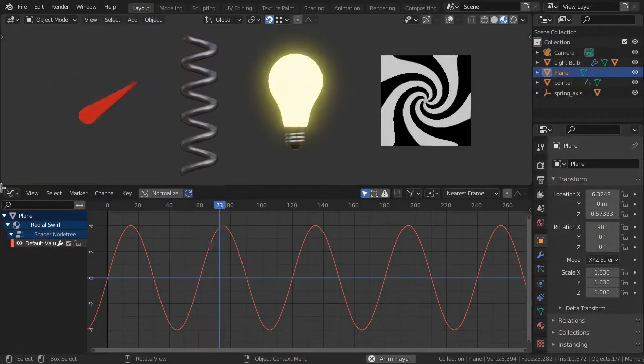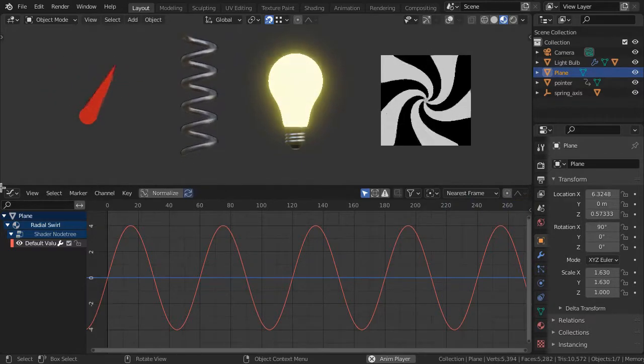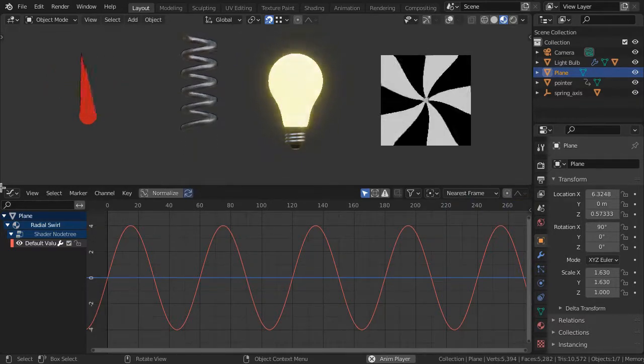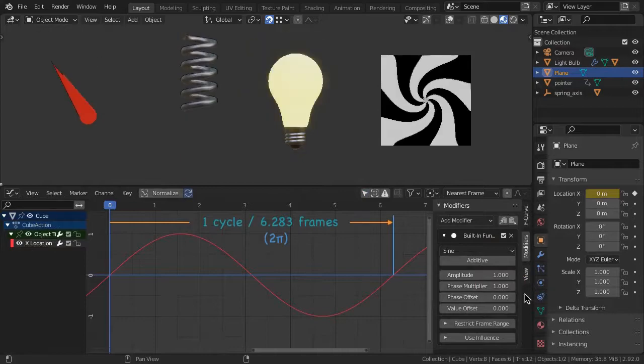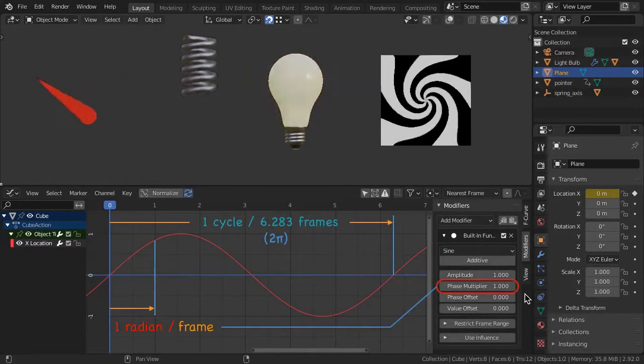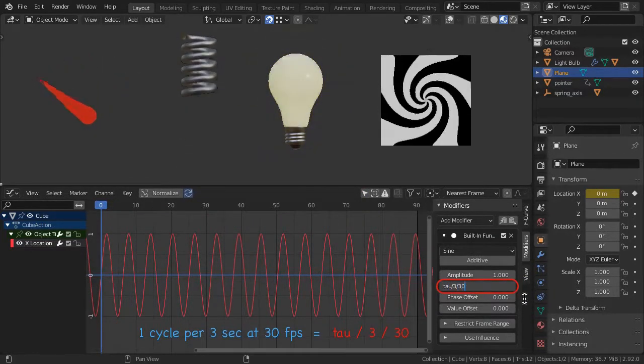Blender's Animation Sine Function Modifier is a convenient and powerful method for creating perfect oscillating motion and effects. Here I'll explain what the modifier settings mean and how to get exact results.